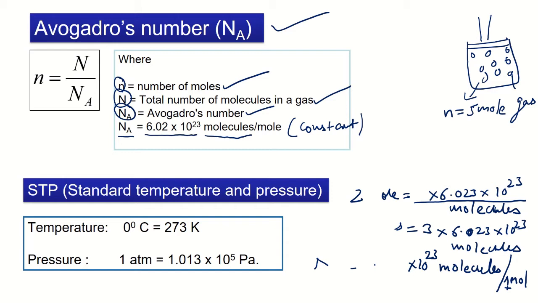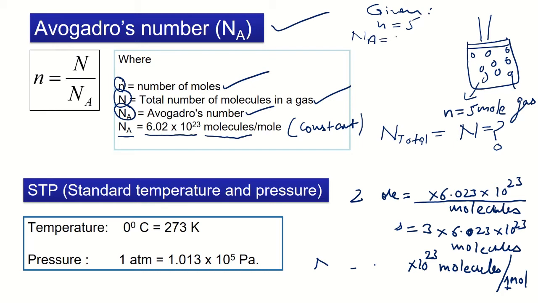Total number of molecules means, in the formula, this N, or sometimes we say it is the total number of molecules, or simply N. So you have to find the total number of molecules in this gas cylinder. Here it is given that the number of moles is 5, and the Avogadro number is a constant, so it is given.